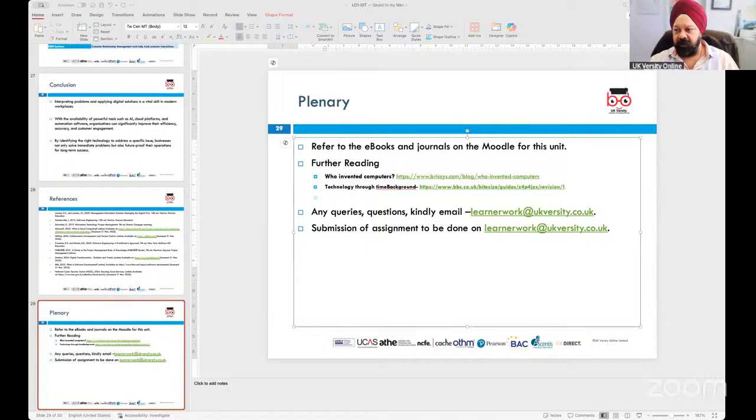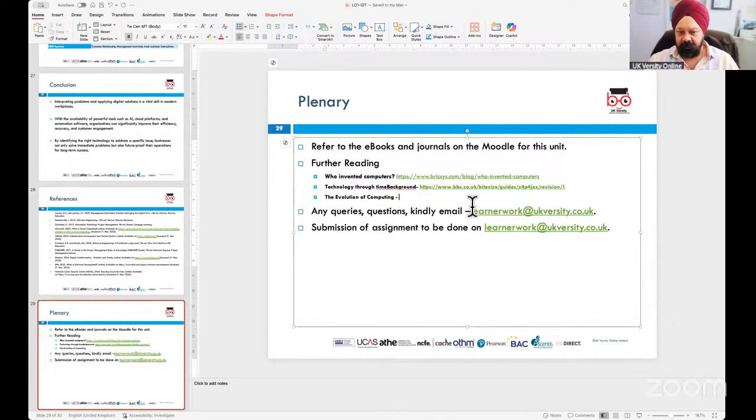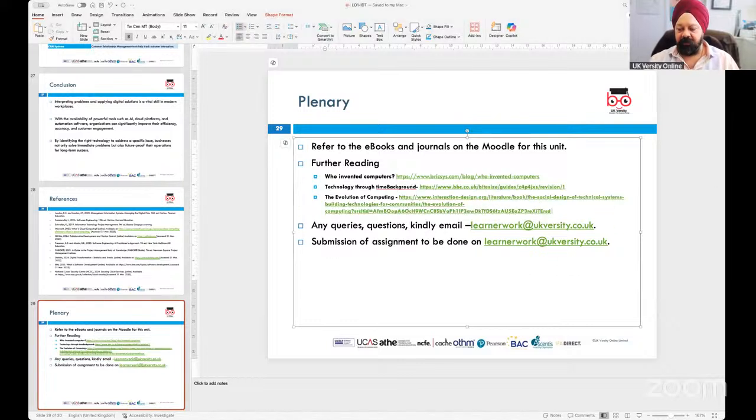There's another good article or website which has the evolution of computing. This is also something which I would suggest that you go ahead and read. These articles are about a 10-minute read, which I would suggest you look at from the point of view of understanding Learning Outcome 1 in a lot of detail.